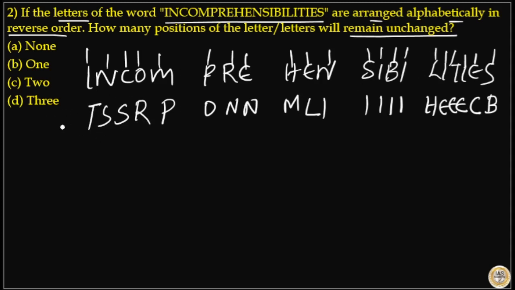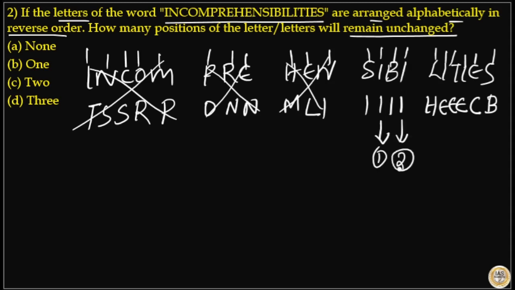So in the first position, no match. In the second, no match. In the third, no match. But in the fourth, you can see I and I matched. So 1. Then here it is also I and I matched. So 2 letters. Then in the fifth, there is no match. So there are 2 letters matched. So when you write the letters of the word incomprehensibilities alphabetically in reverse order, 2 letters, that is I and I, remain unchanged in position. So option C is your answer.